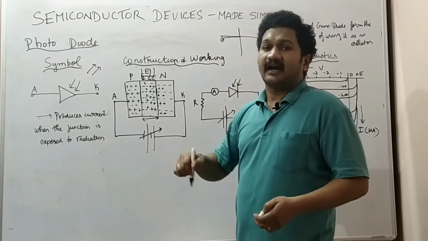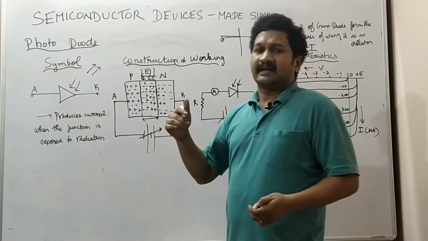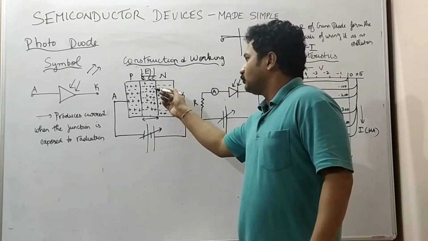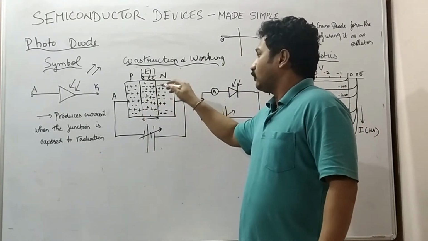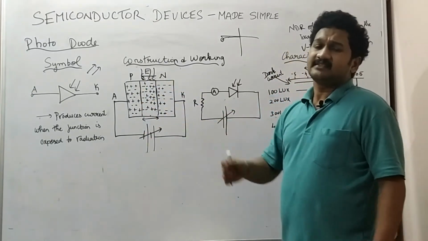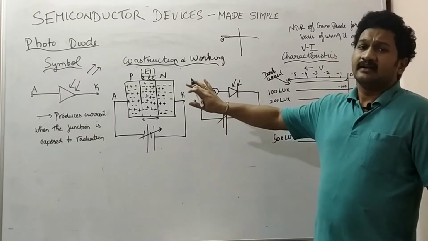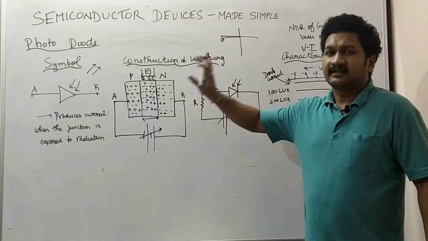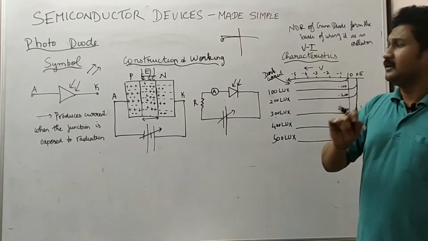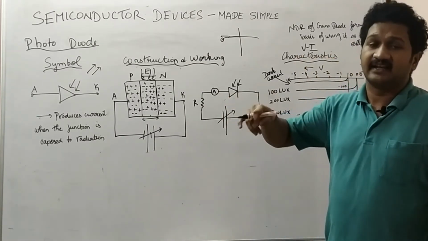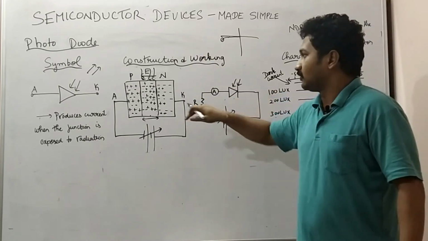By this, due to the movement of holes and electrons, the current increases along with the reverse saturation current. In the reverse bias itself, the photodiode is able to produce current. The magnitude of the current depends upon the intensity of the radiation incident on the photodiode.